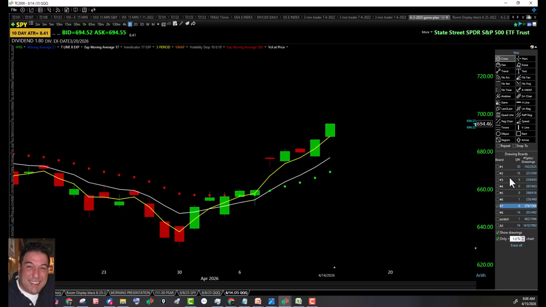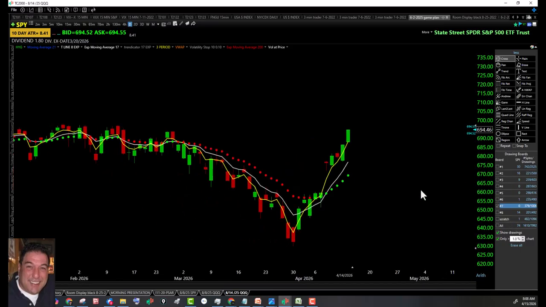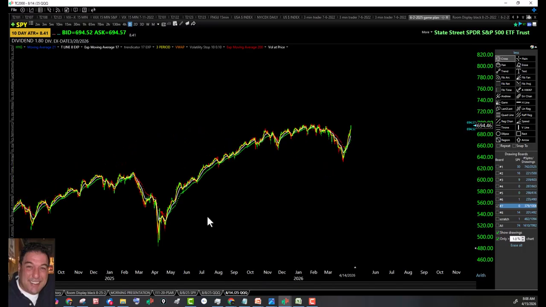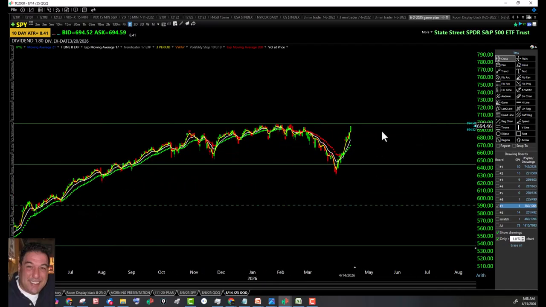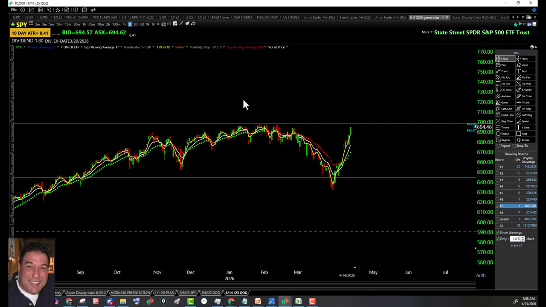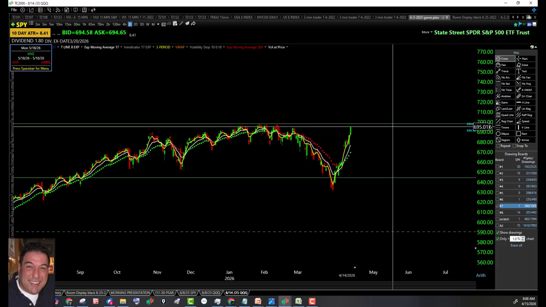We'll put the quad lines on there, and I'll zoom way out so you can see the origin of the move. It all starts back here in April as we go up and over. Let's put the quad lines in. You can see we're at the top of quadrant 4, and we finally made a higher high. So on the daily chart, we are bullish and in an uptrend.